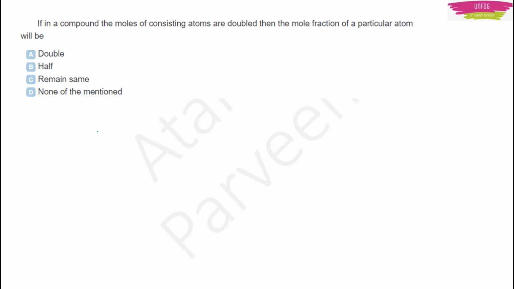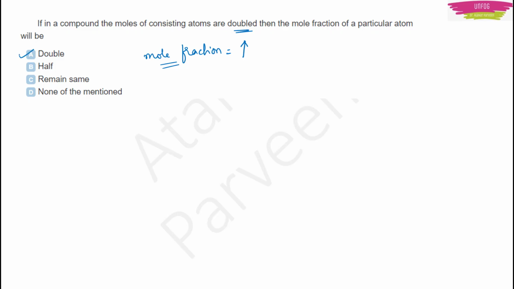Next example. If in a compound the moles of consisting atoms are doubled, then the mole fraction of a particular atom will be. See, for a mole fraction, if you are increasing the number of moles in the compound, here especially you are making it double, then mole fraction also will become double, right? Because you have number of moles of solvent in the numerator, you have total number of moles of solution in the denominator, nothing is going to decrease here. So if you are doubling the number of moles in the compound, then mole fraction also will be double.